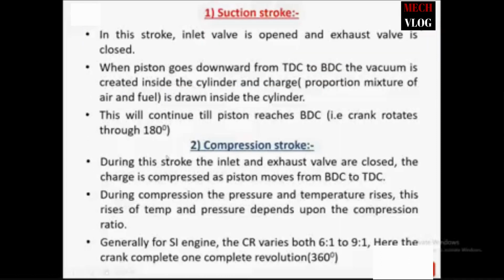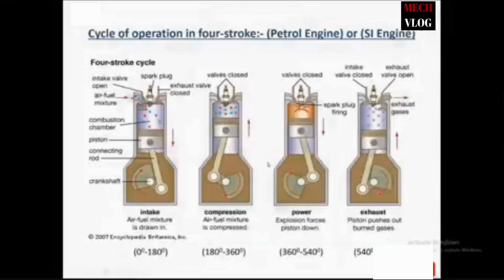The next one is the compression stroke. During this stroke, the inlet valve and the exhaust valve are closed. The charge is compressed as the piston moves from bottom dead center to top dead center. In this second stroke, both the valves are closed, that is, the intake and exhaust valves, and the piston moves from bottom dead center to top dead center. Again a half rotation is completed by the crankshaft, that is 180 to 360. So one complete revolution is completed by the crankshaft.